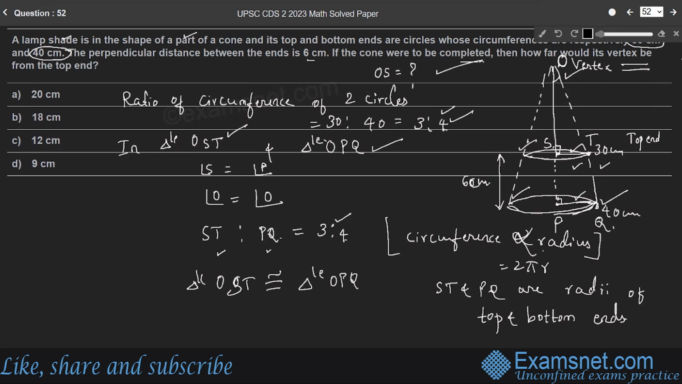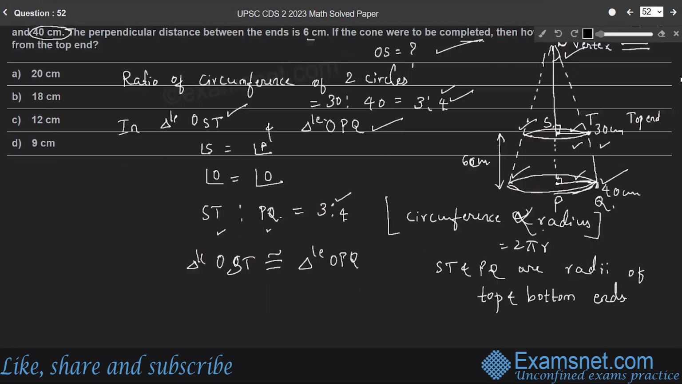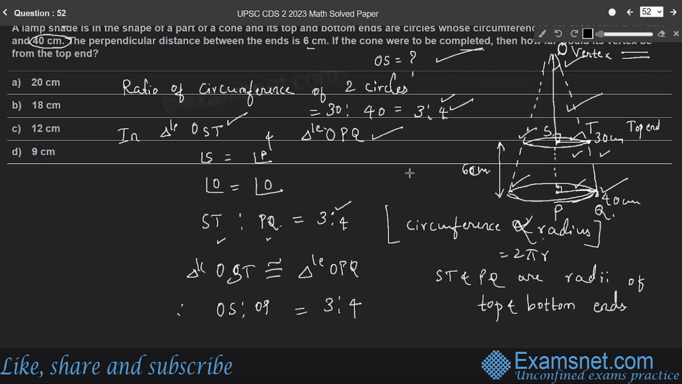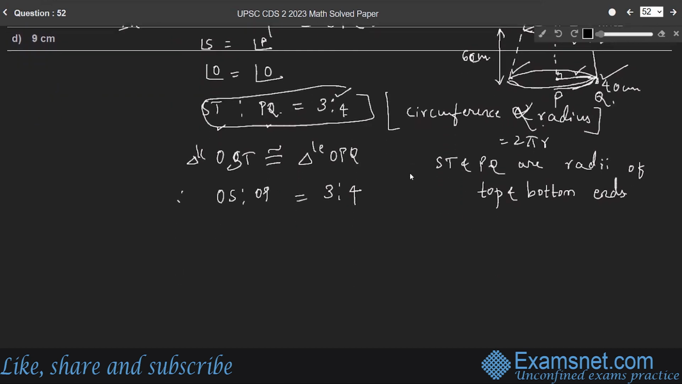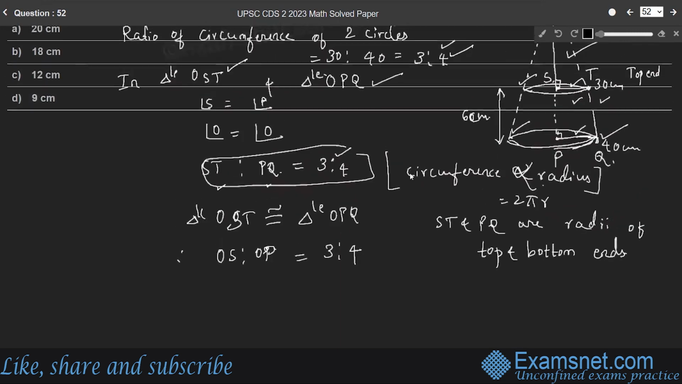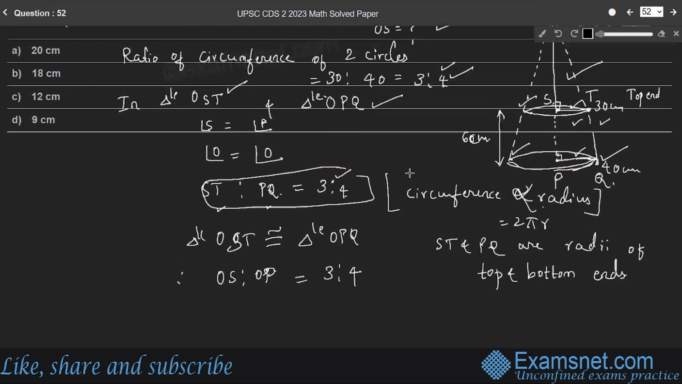Since OS to OP, therefore the OS to OP ratio is 3:4. These two triangles are congruent and one of the corresponding sides are in the ratio 3:4. Therefore, the remaining sides are also in the ratio 3:4. Here we need OS to OP ratio 3:4.